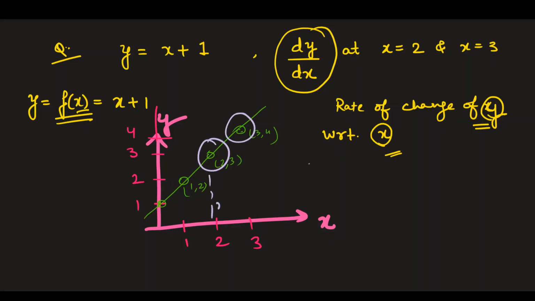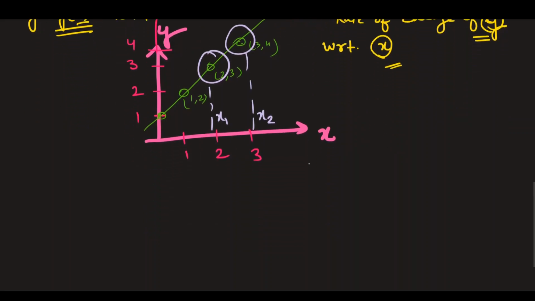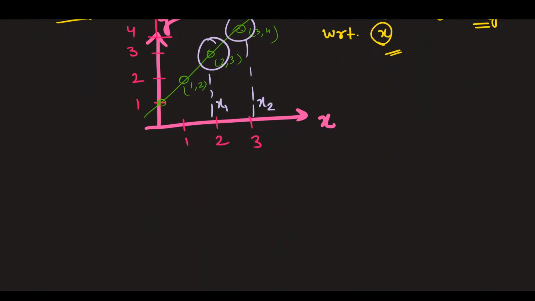Let's say this point is x1 and this point is x2. We know that the slope of y equal to x plus 1 is equal to 1. Why? Because we can compare this with y equal to mx plus c, the general equation, where m is the slope.